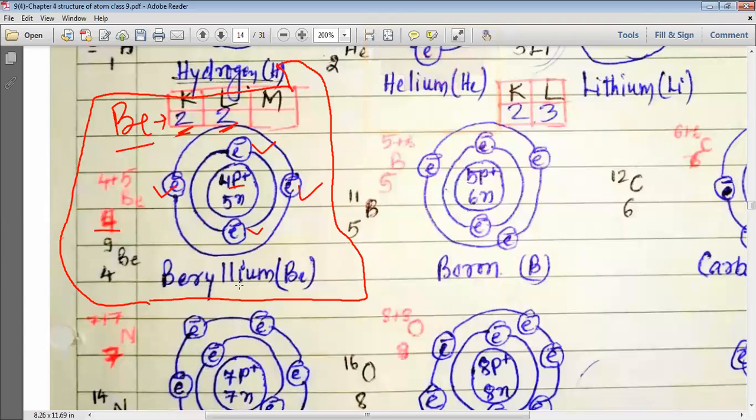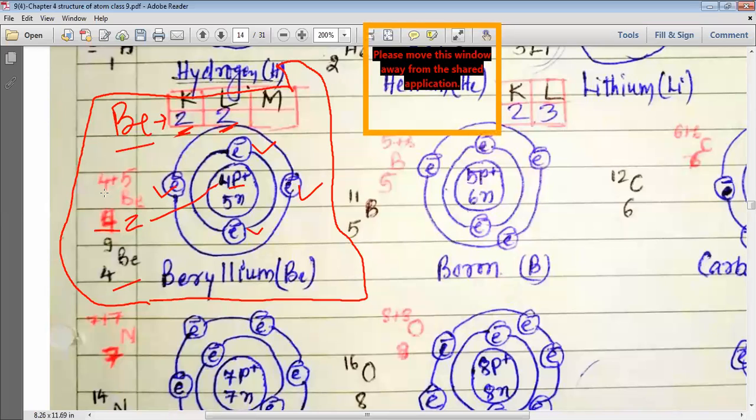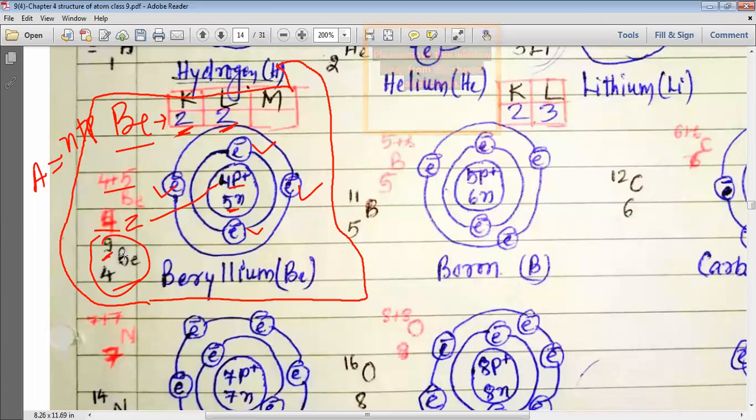Now, my dear students, we have another part to understand, that the atomic number is represented by the number of protons, and that is 4. So Z is equal to 4, and atomic mass number A is equal to N plus P, so number of protons plus number of neutrons. Number of protons is 4 and number of neutrons is 5. 5 plus 4, that becomes 9, and that is how we represent our beryllium as 4 beryllium 9, or 4 Be 9.